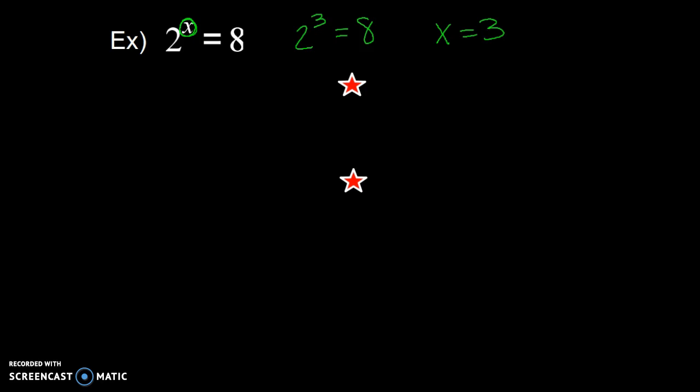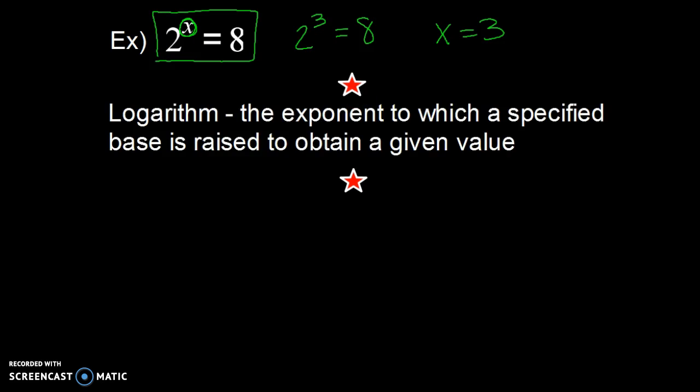Now, as it turns out, this kind of exponential equation, where we don't know the exponent, is common enough and useful enough that there's actually another set of equations that are really connected to it, based largely around finding that exponent. That other kind of equation is called logarithmic equations. So a logarithm is the exponent to which a specified base is raised to obtain a given value.